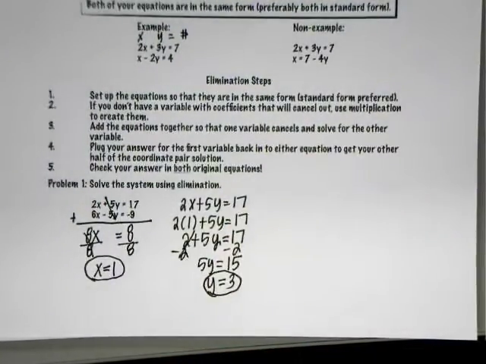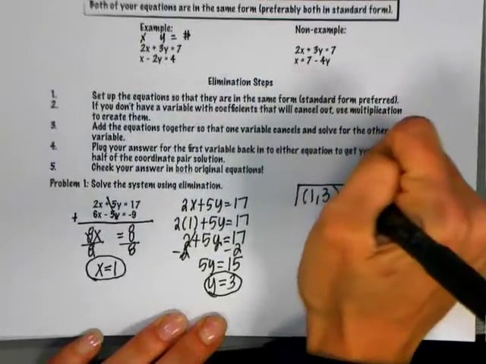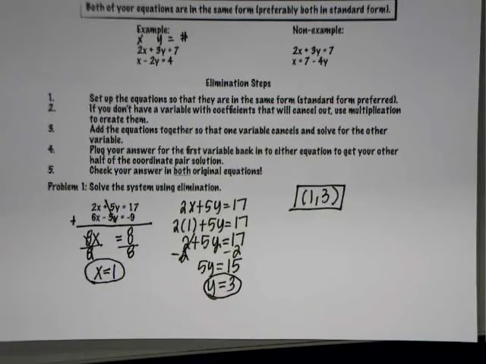And then for your final answer, you're going to write it as a coordinate pair. So it's going to be 1, 3. Kind of make sense? Okay. Go ahead and try the next one.